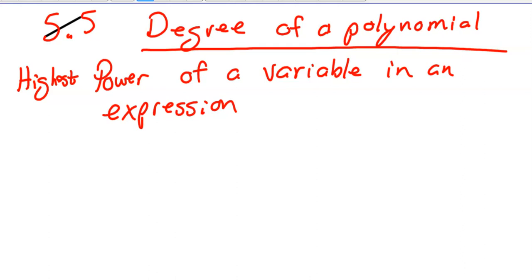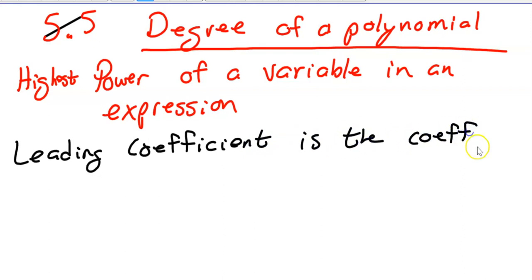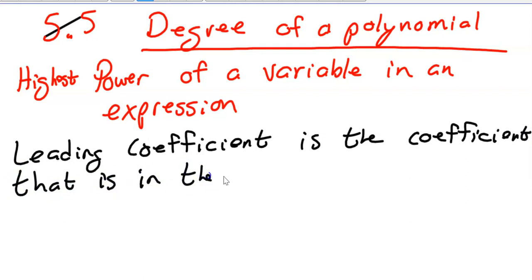And all that they're going to do with that one is they're going to say, all right, well, once you find out what the highest power is, the leading coefficient then is the number. The leading coefficient is basically just the coefficient that is in the term that has the highest power.